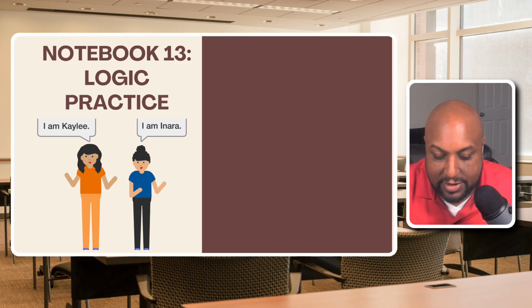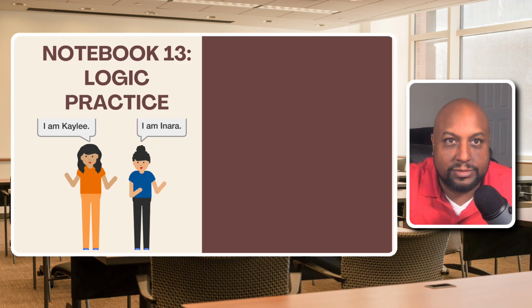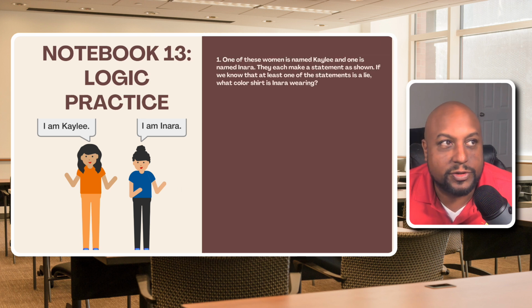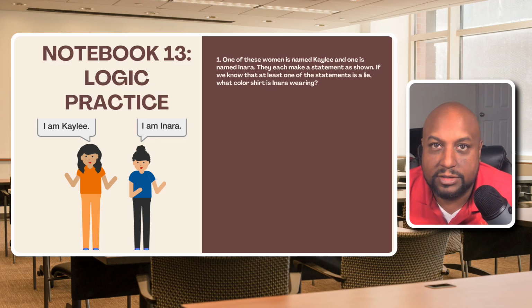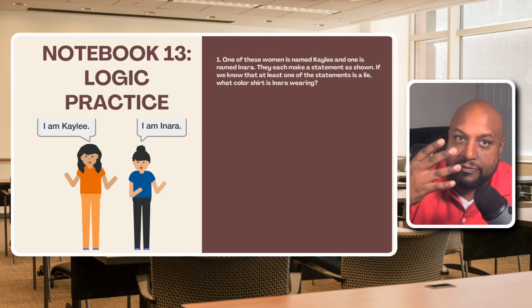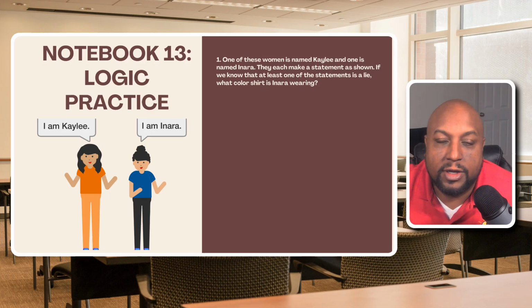There's 5 kind of riddles that I want you to attempt to do. I want you to do this in your notebook. All you have to write down is the answer, but think it through and give it a try. Here's the first one. One of the women in the picture is named Kaylee, and one is named Inara. They each make a statement as shown. If we know that at least one of the statements is a lie, what color shirt is Inara wearing? Which is just another way of saying which one is Inara, right? Because they have different color shirts on. All right, that's the first one.